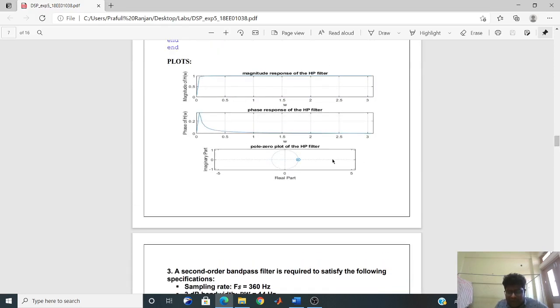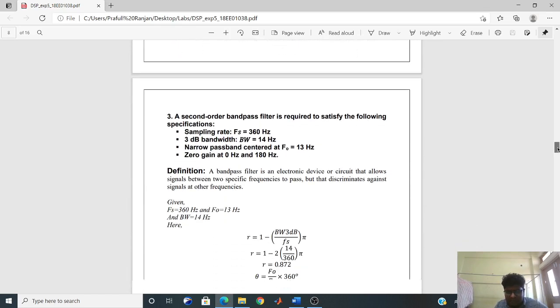And for a high pass filter, as the difference is very low, 1 hertz, the pole and zeros come very close to each other.